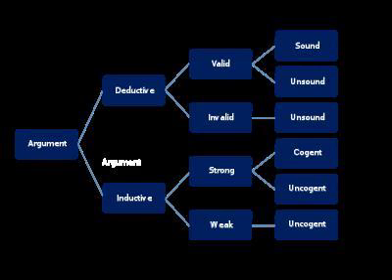Validity is associated with deductive reasoning. Basically, if you have a valid argument, it has the following property. If the premises are true, the conclusion has to be true. That's a valid argument. That's what it means to say an argument is valid.